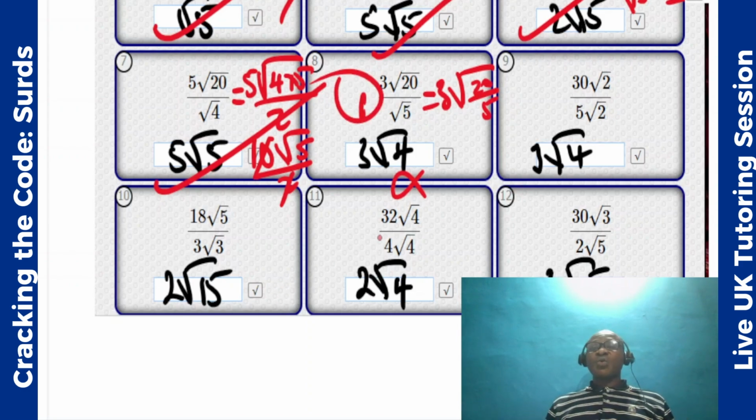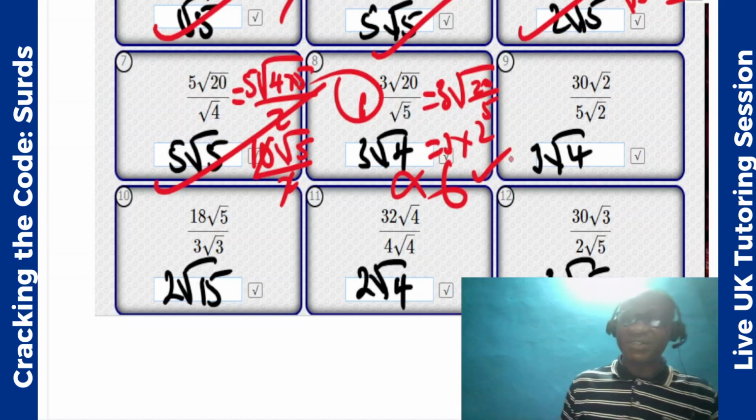Why? Because what you have done the work, what is left is for you to simplify the square root of 4, which is going to give you 3 multiplied by 2. Do you understand? So the accurate answer here is 6.